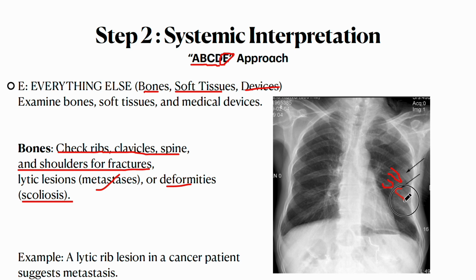Here are rib fractures, and if there is a clavicle fracture, you can see it here. If there are any spine abnormalities, you can see them here, right? And also in here. Lytic lesions can also be seen. Deformities like scoliosis can be seen in X-rays very clearly. I have not put it down in here because it will be too much. You can search it yourself, because that is your homework too. So a lytic lesion in a cancer patient suggests metastasis, right?